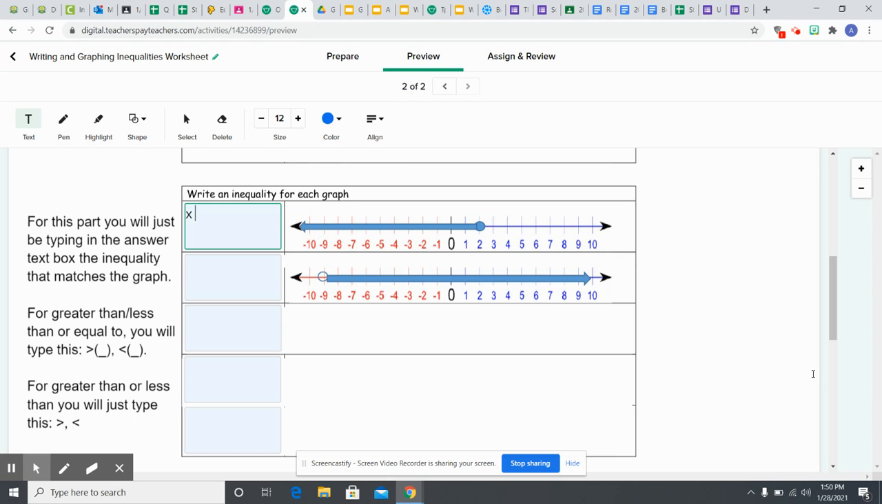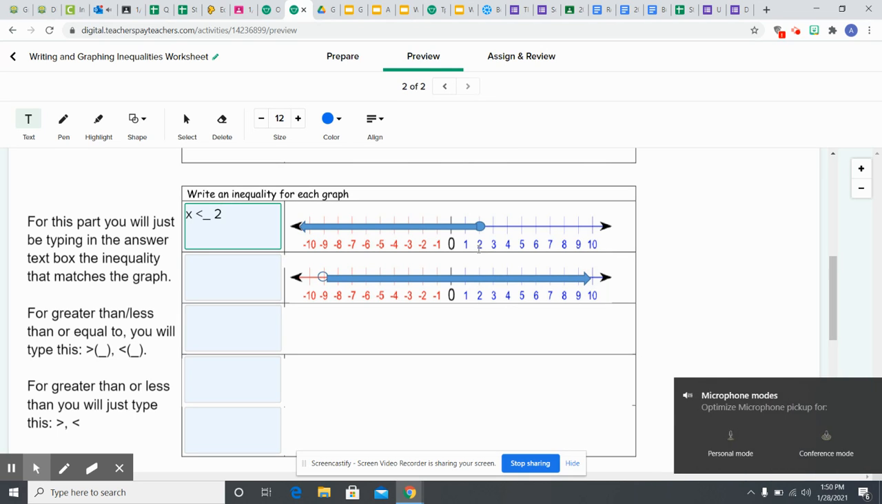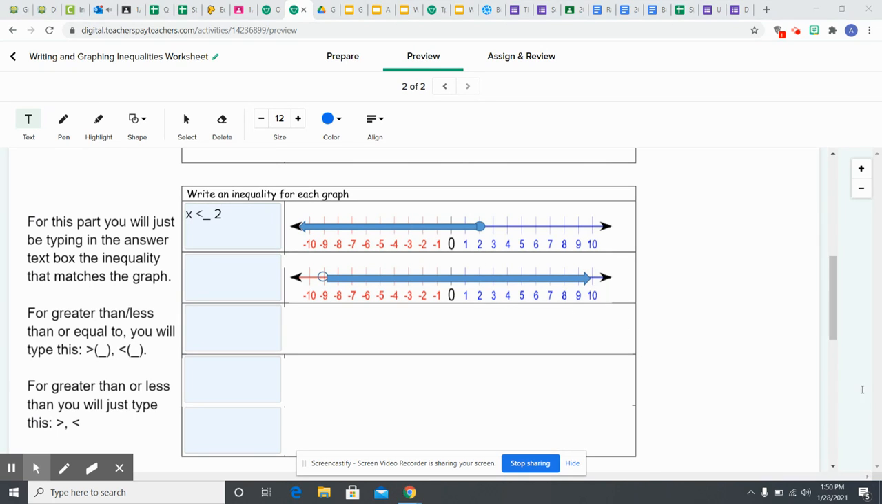Now to know if my inequality sign is the less than or greater than or equal to, depends on my arrow. So looking at my arrow, it's going to the left. All these numbers to the left are less than 2. So it's telling me it can be 2 or less than. So we're doing less than or equal to. And then the number that my circle is on, 2. So X is less than or equal to 2.